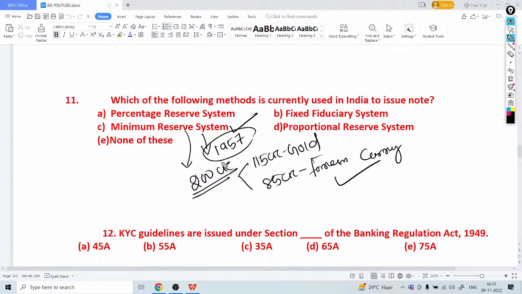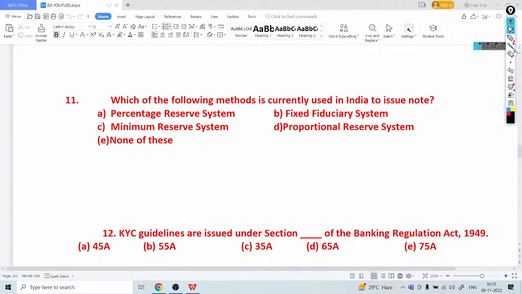On that basis, the bank has to maintain that reserve, and on that basis, the Reserve Bank of India can issue its notes as per the requirement of the economy. Okay, next question.